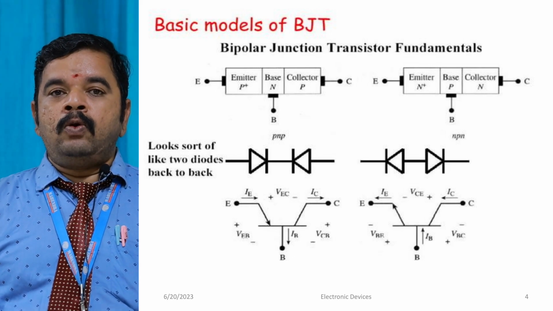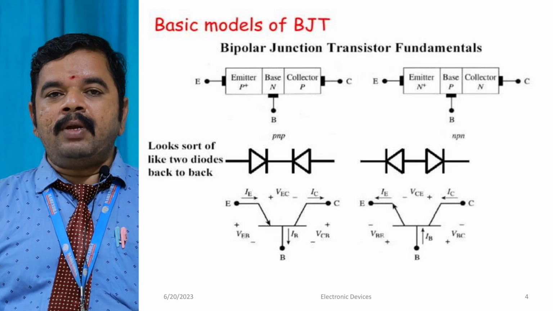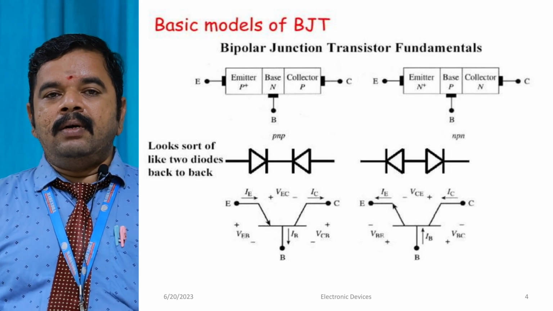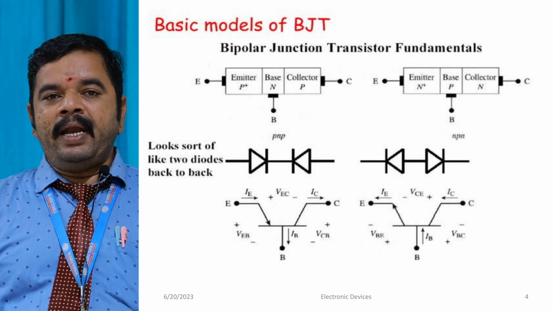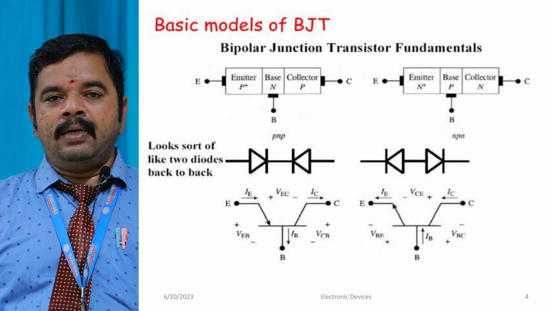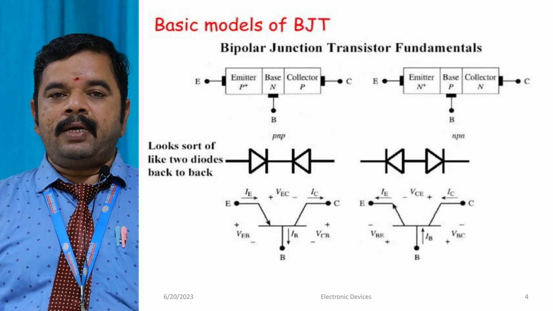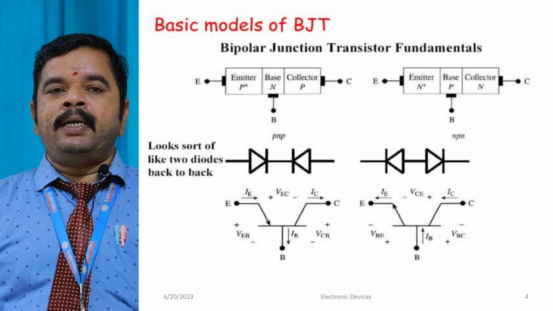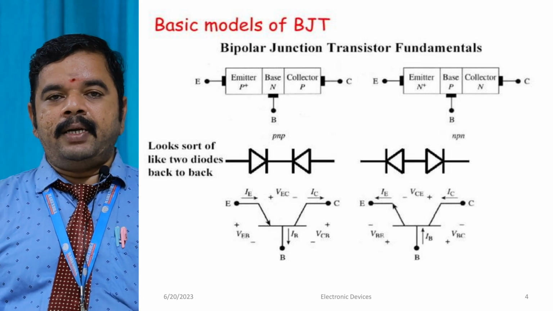Depending upon the doping, we classify the terminals of the transistor. What are the three terminals of the transistor? Emitter, base and collector. In the NPN transistor, the emitter and collector are n-type semiconductor, and the base is p-type semiconductor. In the PNP transistor, the emitter and collector are p-type semiconductor and the base is n-type semiconductor.